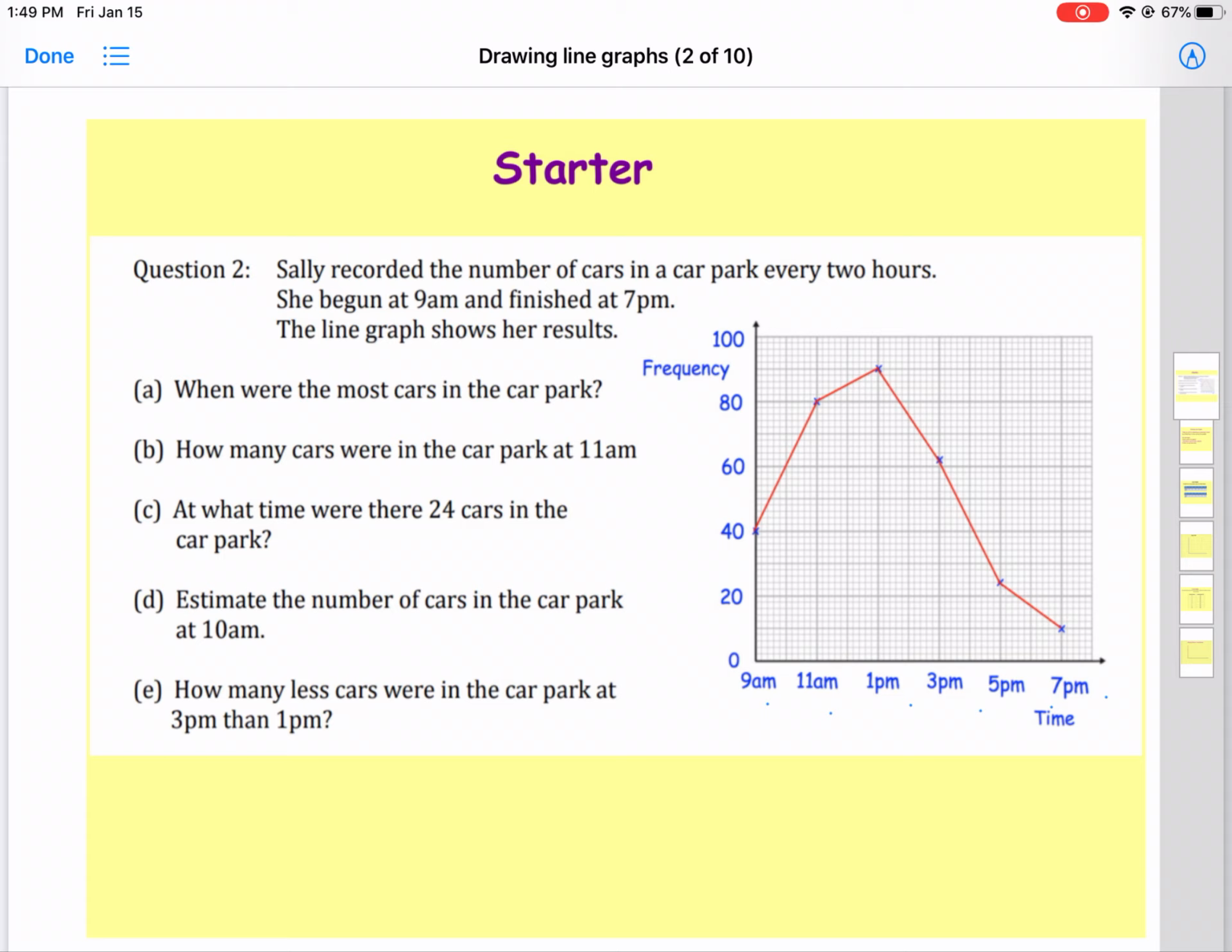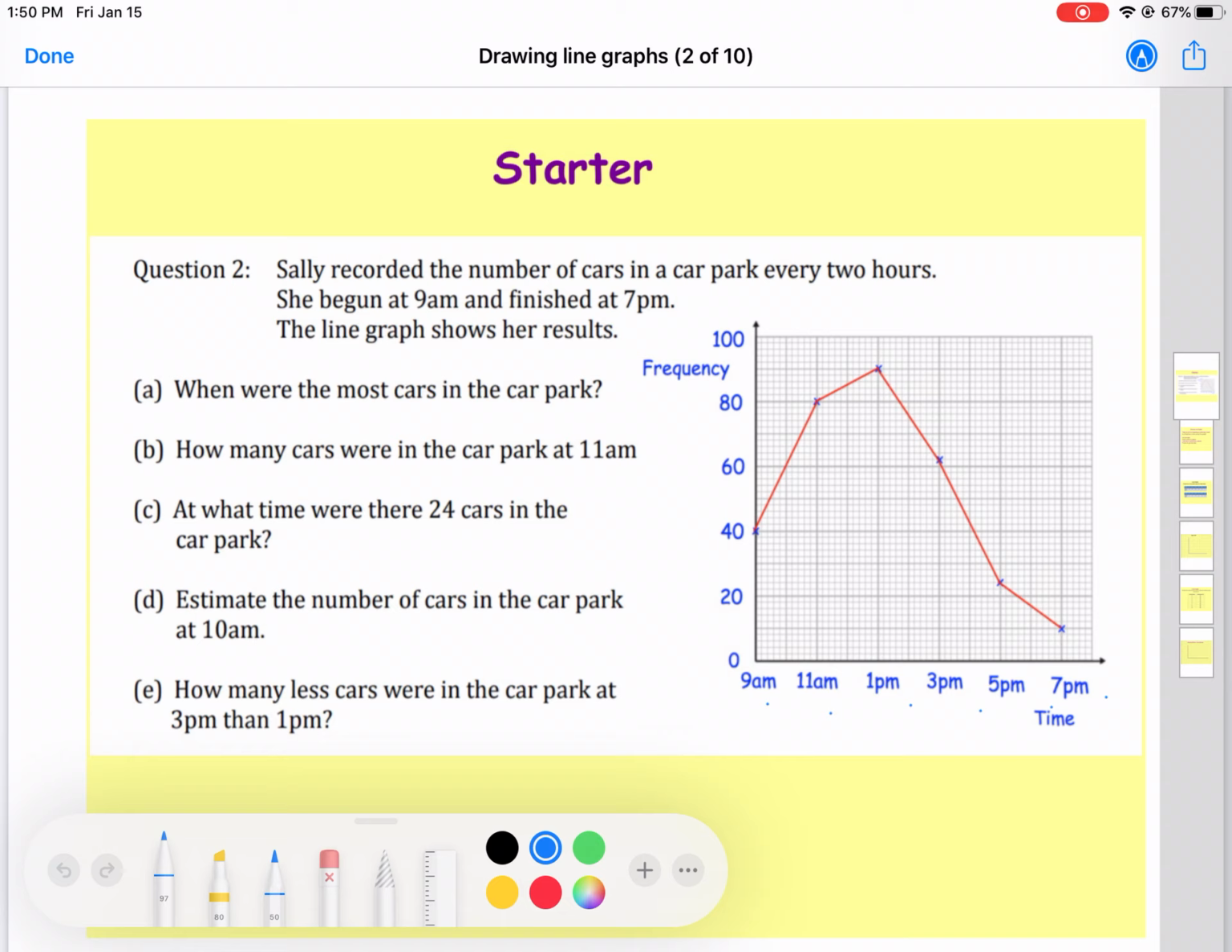So we're expanding on what we've done previously. Yesterday's lesson was all about reading line graphs. Today we're going to be drawing them based on tables and based on information that we are given. Can you please pause this video just now and complete the starter and then play it again once you have done so.